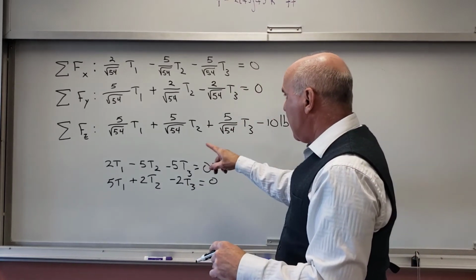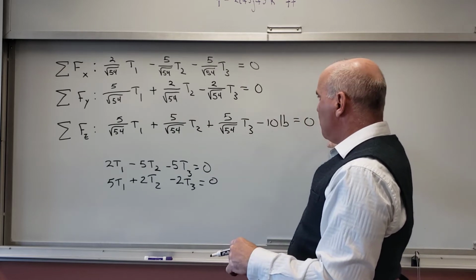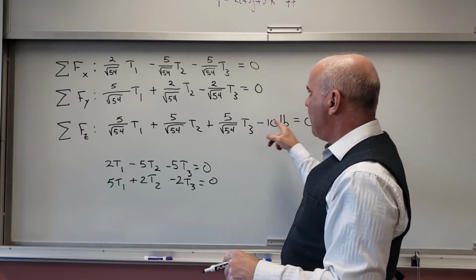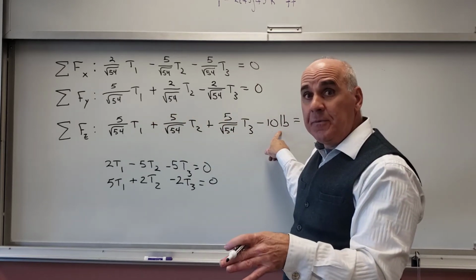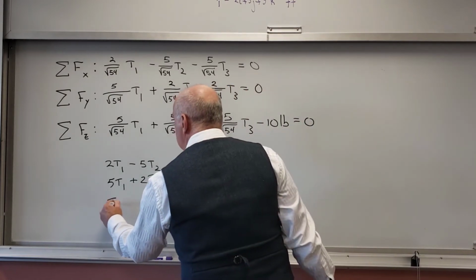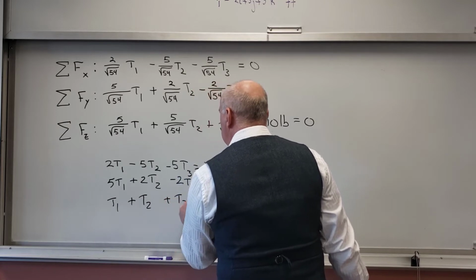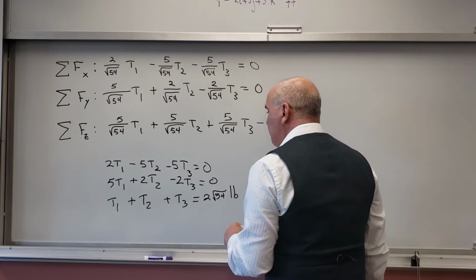Okay? And then this last one, I can take the 5s, and the 10 pounds is going to go over here. And so what am I going to be left with? The 10 pounds is on the right-hand side, but I can divide the 5 out, so the 10 pounds becomes 2 pounds. And then I'm going to bring a radical 54 in. And so this is going to be T1 plus T2 plus T3 equals 2 radical 54 pounds.